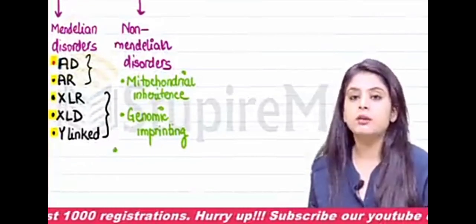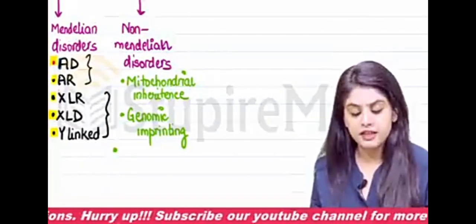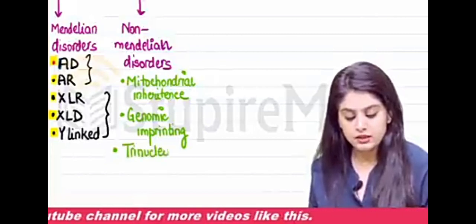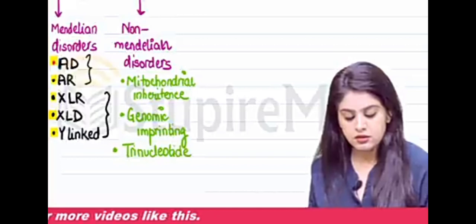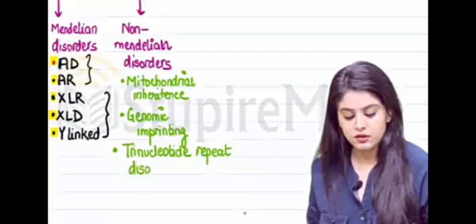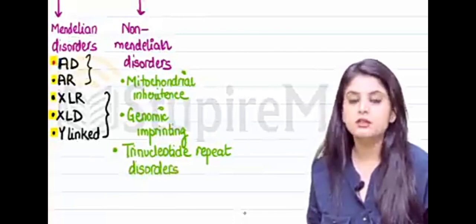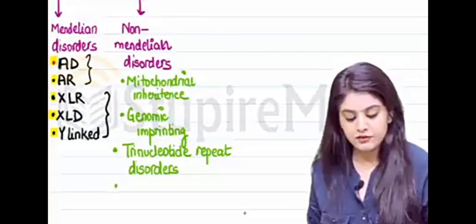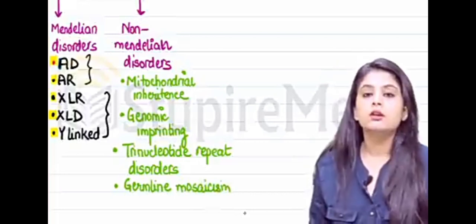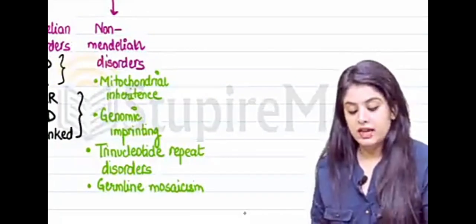The third one, which sounds complicated but is very simple otherwise, is known as trinucleotide repeat disorders. And the fourth one that we have is known as germline mosaicism. So under the non-Mendelian, we have these 4.